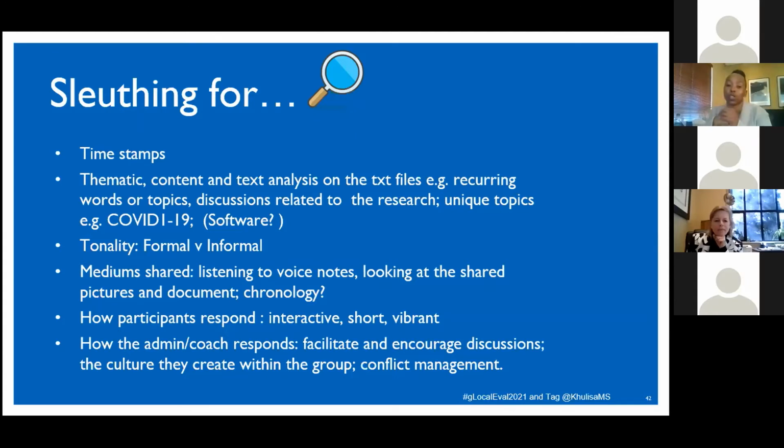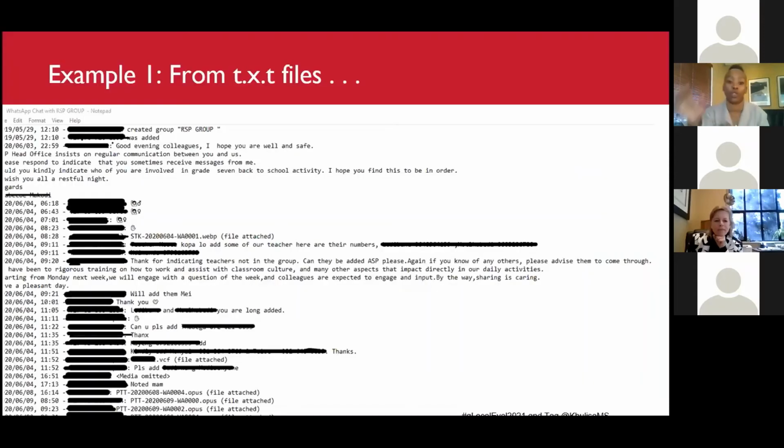How do participants respond? Are they interactive, short, vibrant? How does the admin respond? Do they facilitate and encourage discussion, right? Do they create a culture? And does the group take on a life of its own? Because that will tell you about the coaching style. So here's an example that I got to work on and how I go about this process.